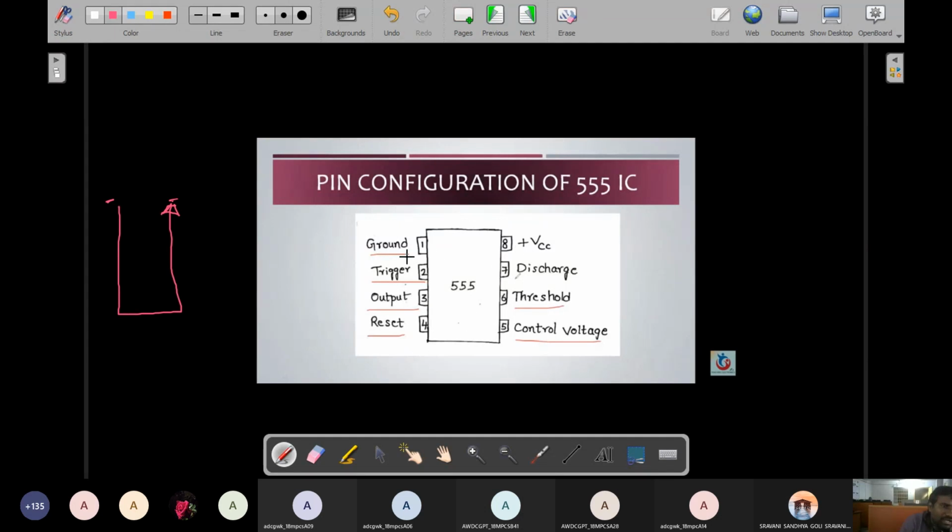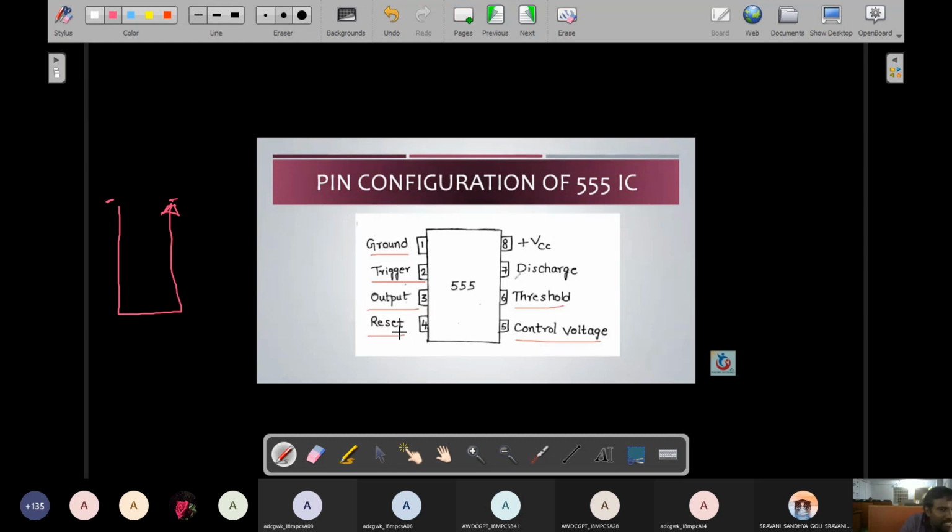Out of these 8 pins, the first pin is connected to ground, and the second pin is the trigger. Trigger means an external pulse. I'll write here what the working of each pin is, so you can easily understand. The third pin is the output voltage. We get the output by using the third pin. The fourth pin is for reset.